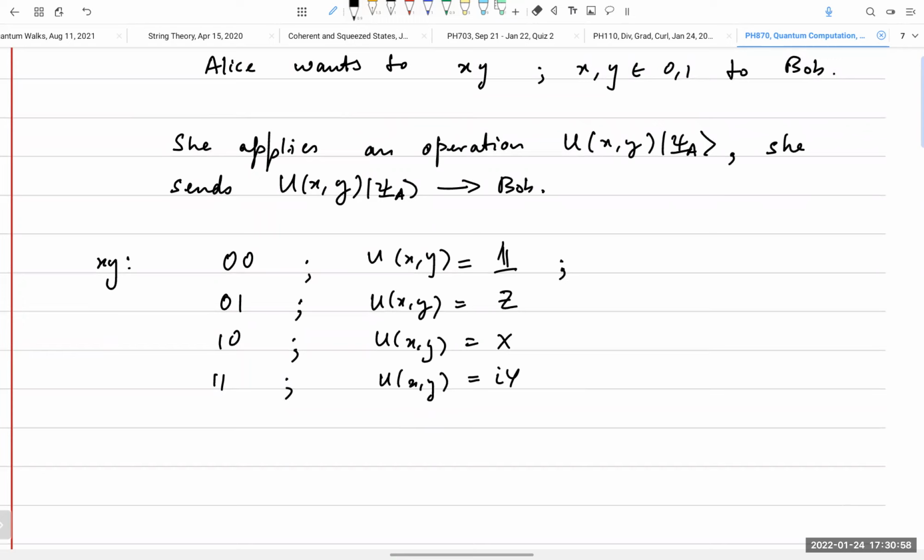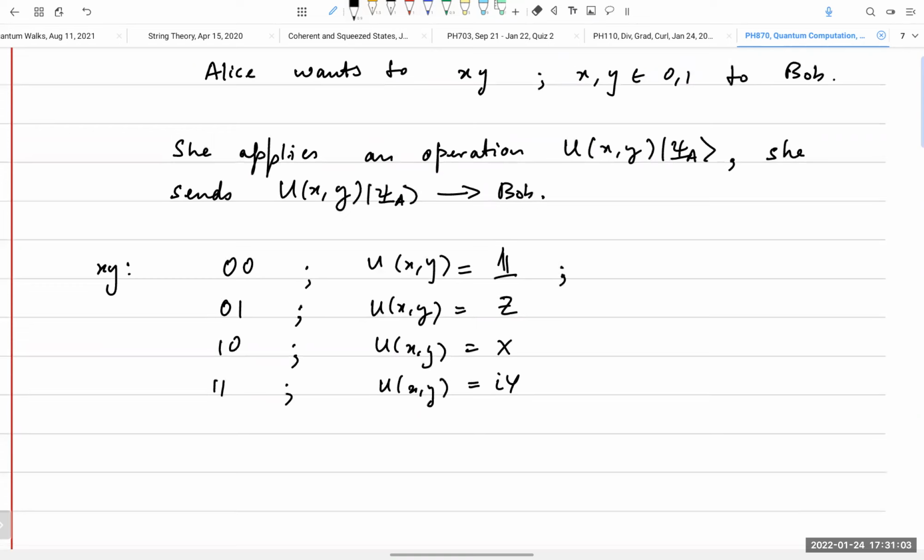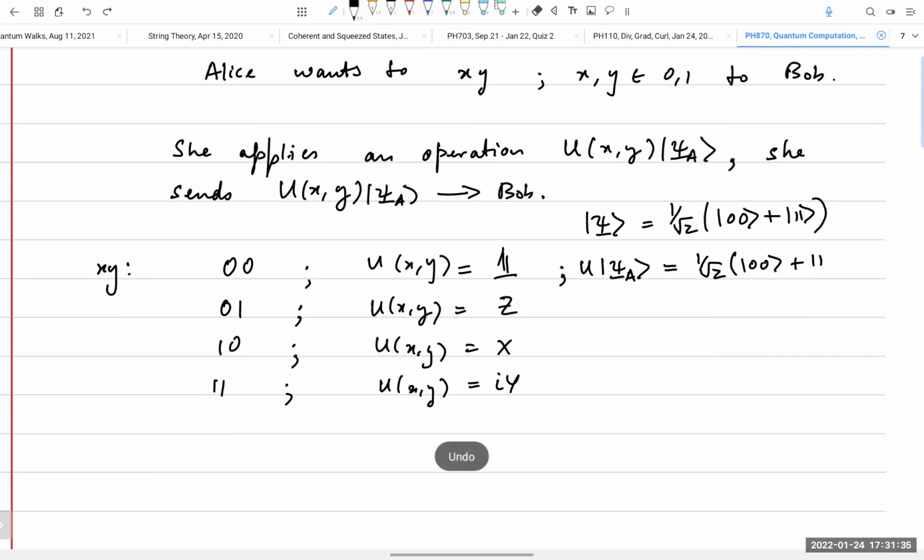Okay. So what does the application of these gates do to the overall state of the system? To begin with, the global state of the system is this Bell state, (|00> + |11>)/√2. The first qubit, the one on the left, is Alice's. So if she applies the first operation, the identity, and sends it to Bob, nothing happens. The global state is unchanged.